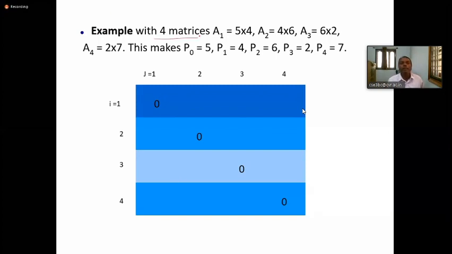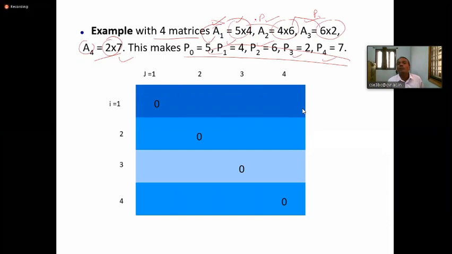Now this is an example. How many matrices are there? 4 matrices are there. A1 is 5 into 4. A2 is 4 into 6. A3 is 6 into 2. A4 is 2 into 7. Now what is your P0? P0 is equal to 5. P1 is equal to 4. P2 is equal to 6. From this you have to take them. They won't give them separately. From these you have to select. This is P0. This is P1. This is P2. And this is P3. Then P4 is the last one. Sometimes they will give you this only. You have to take it like this.